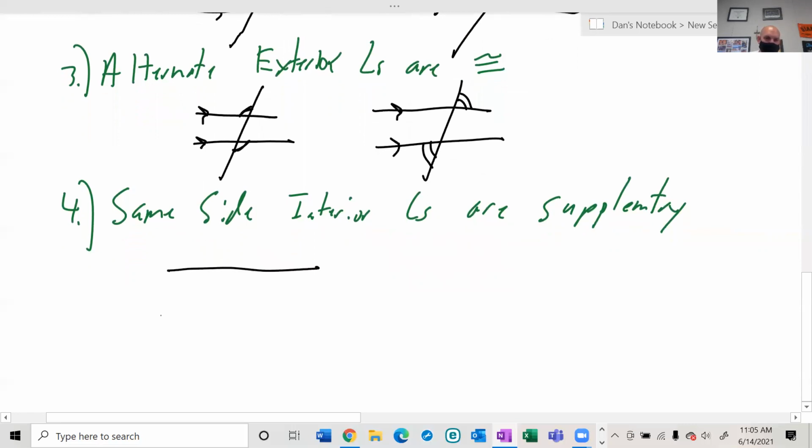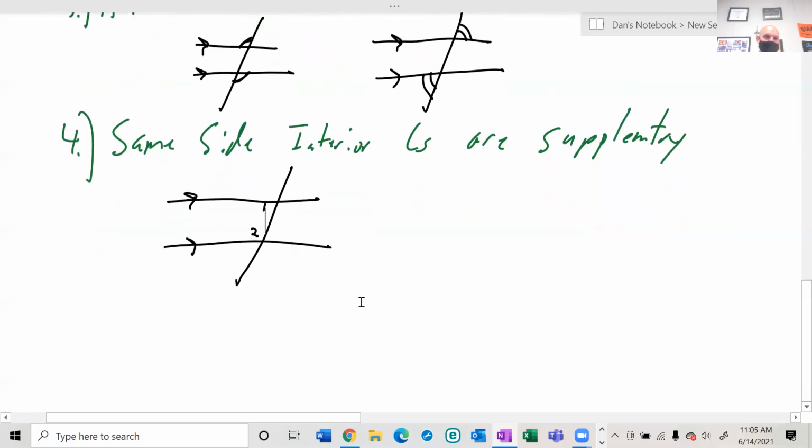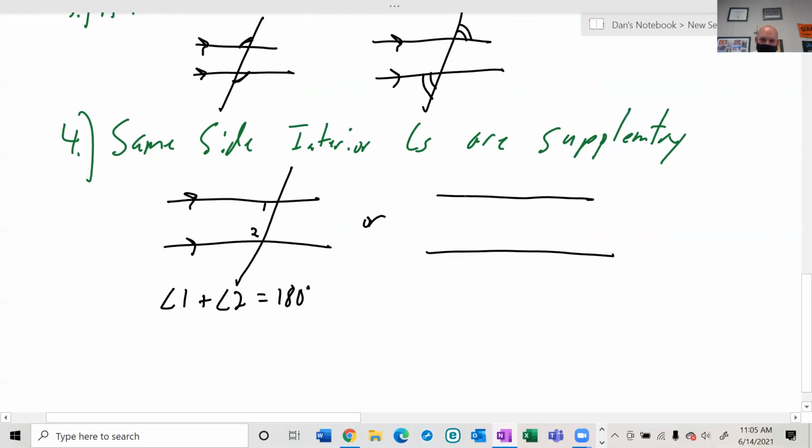So the picture would be like this. Now for this, we're going to write angle 1 and angle 2 like that. And below it, we would say angle 1 plus angle 2 equals 180 degrees. There's another pair. We could say, or, angles 3 and 4. Angle 3 plus angle 4 also would equal 180 degrees.